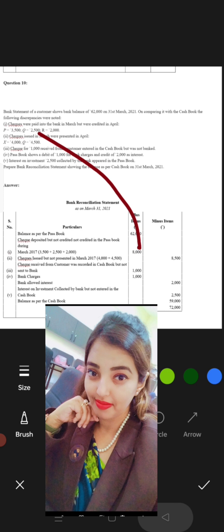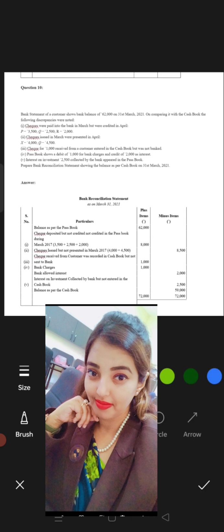Next, check issued in March were presented in April. जैसे कि सेम ट्रांजेक्शन है बट हियर इट्स depositing plus and here it is minus. So check issued मतलब the money is going out. आपने इशू किया, किसी को पेमेंट करना था, then money is deducted from your account. So यहाँ पर देखेंगे कि whether it is presented in bank or what. So यहाँ पर check issued in March were presented in April. हम तो प्रिपेयर कर रहे हैं मार्च के लिए. We are preparing for March.